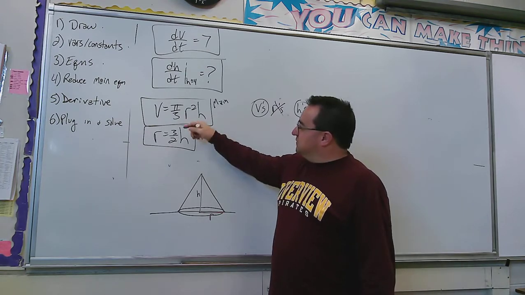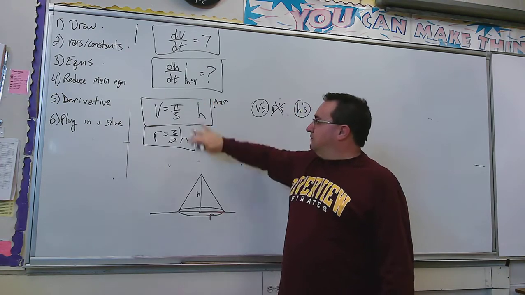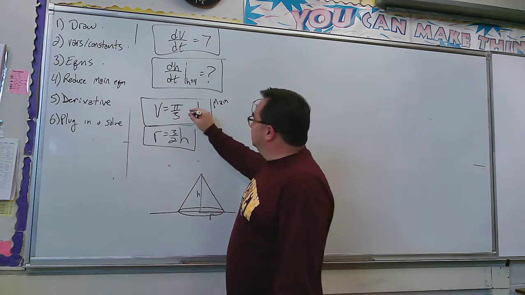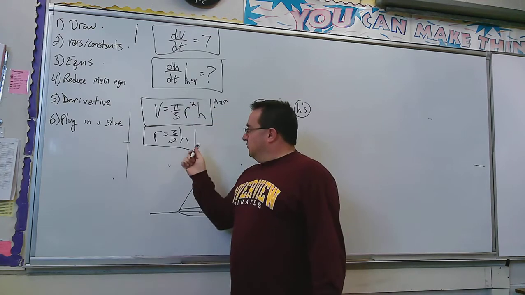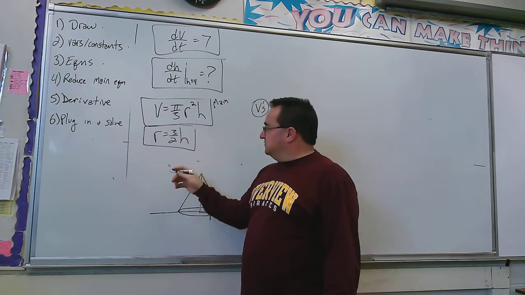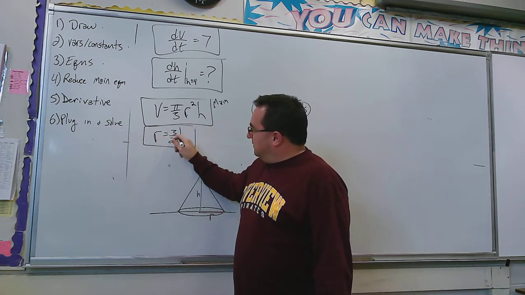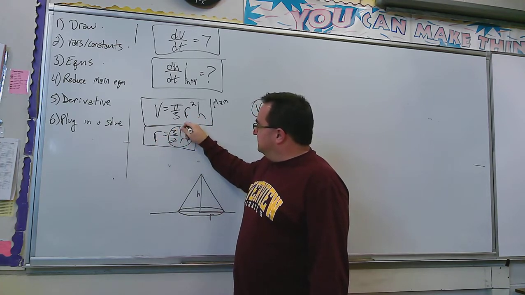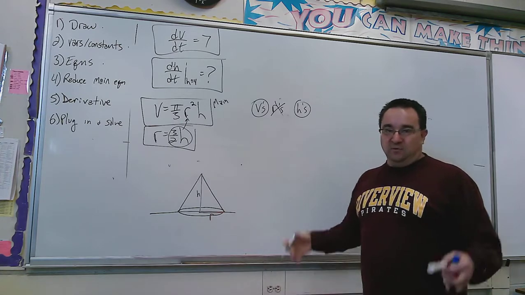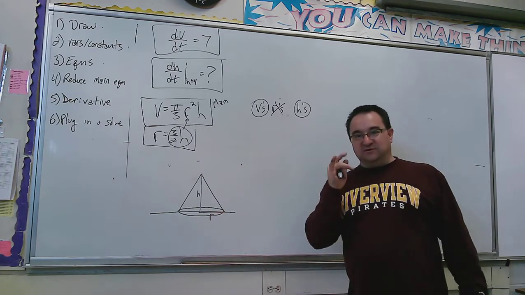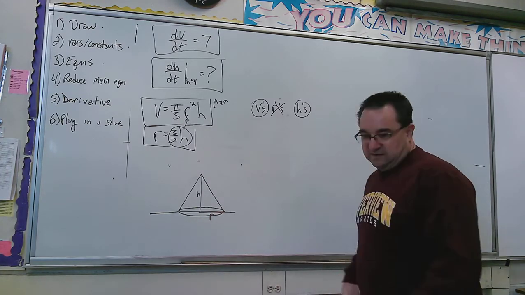Well, what do I do? Just go like this? No, we do not just erase it. We use our secondary equation. See this r? See that r? We're going to substitute this in for r. And that reduces our main equation down to two variables. Okay, so let's do that.